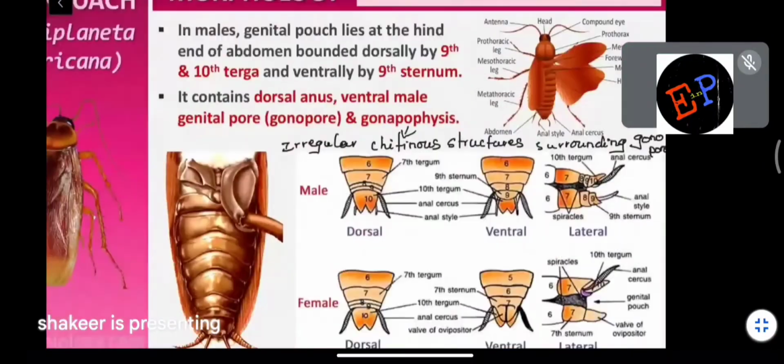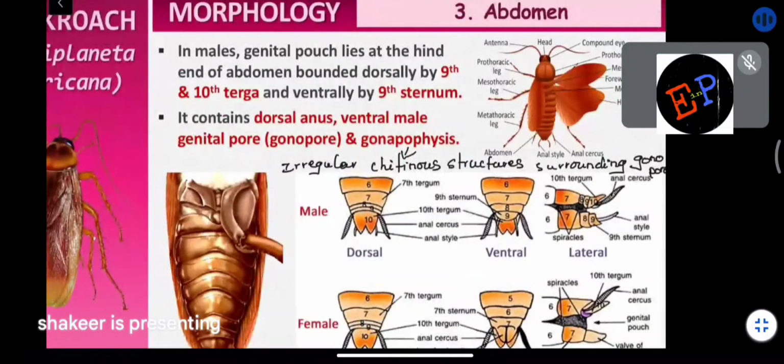Clear? So in males, genital pouch lies at the hind end of the abdomen, bounded dorsally by 9th and 10th terga and ventrally by 9th sternum. Are you able to understand? In the case of females, 7th segment, 8th segment and 9th segment, they have this genital pouch.